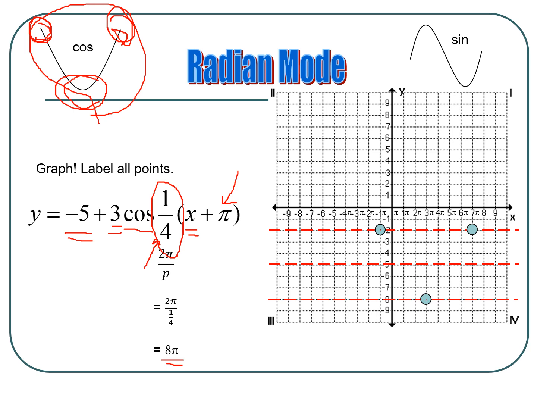And then to be more accurate, we're going to find this point and this point. This one is the middle of these two. And then this one is the middle of these two. And then we have our cosine graph.